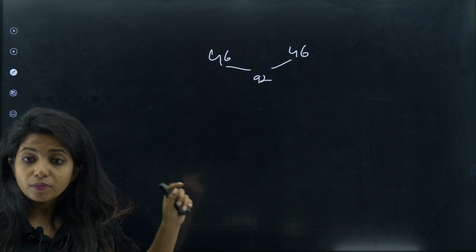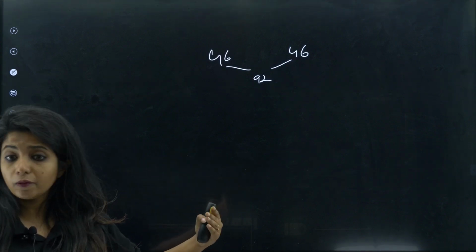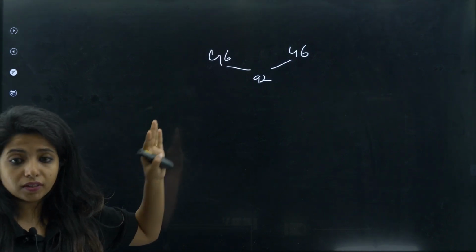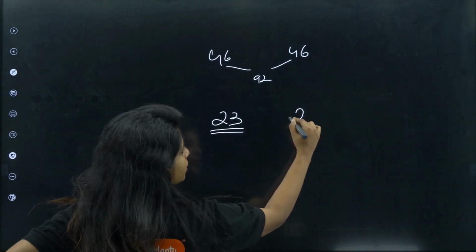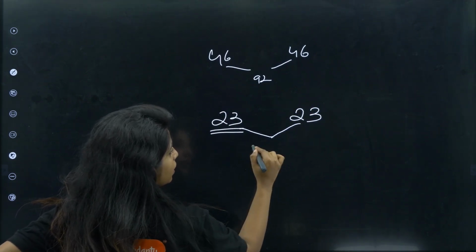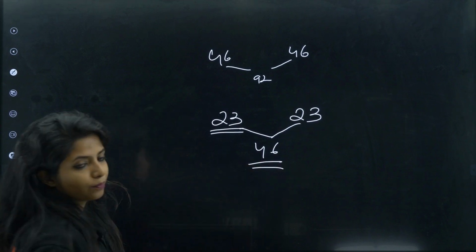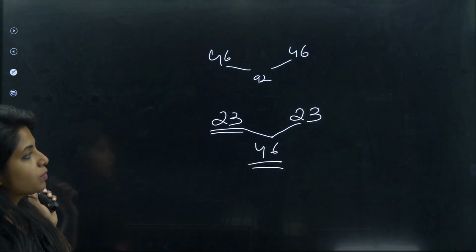Is it okay? No, because it's double the amount of DNA. We do not want that. We just want 46. So for making it 46, what do we have to do? We have to make the gametes haploid. So 23 combine together to make 46. Get it?